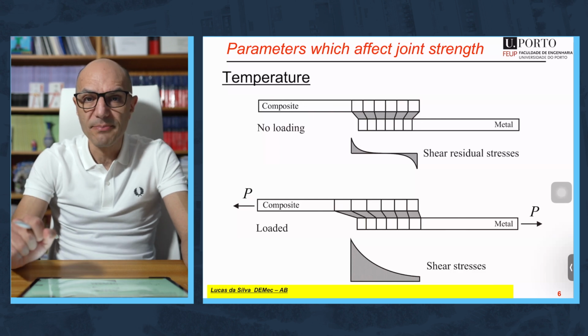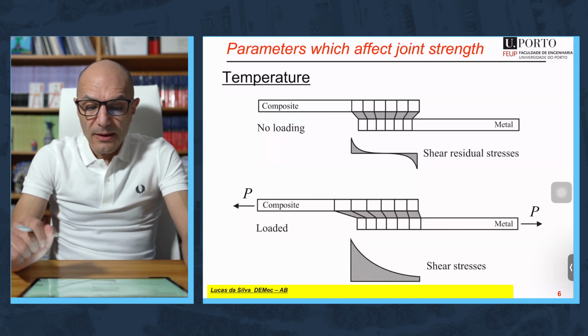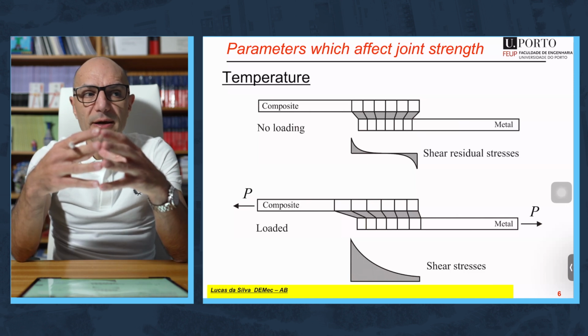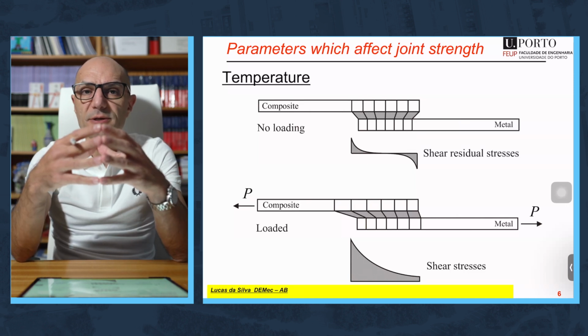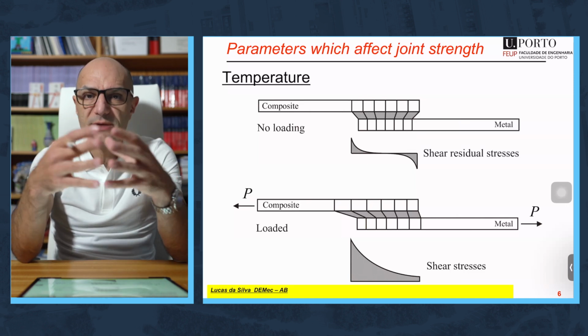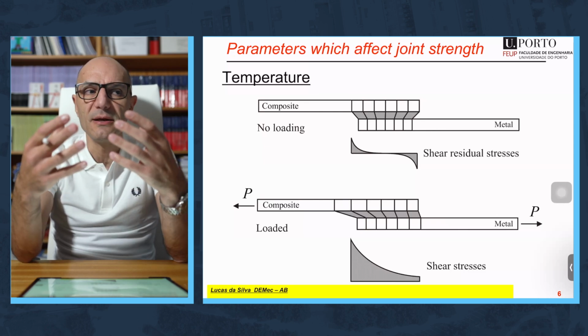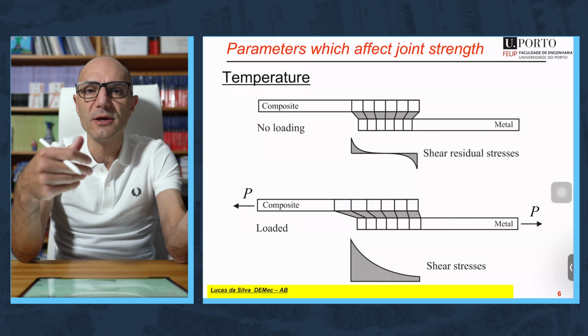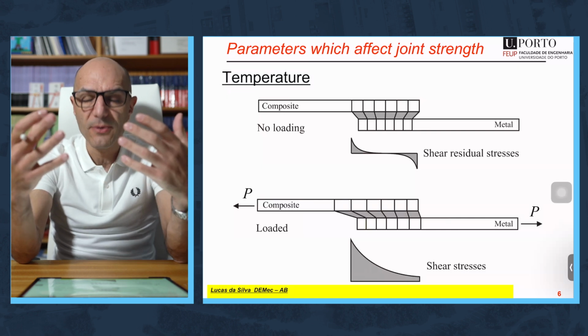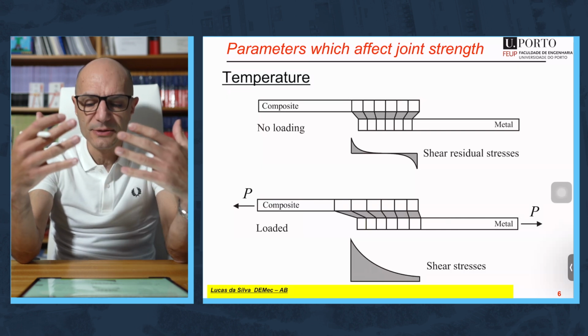This is an important part. The temperature will cause a difference in thermal expansion between the substrates when you use different substrates. If you use the same substrates, it's not a big deal. But if you use, for example, aluminum and composite, you might have problems because they don't expand the same way.